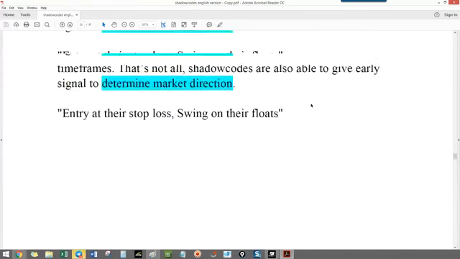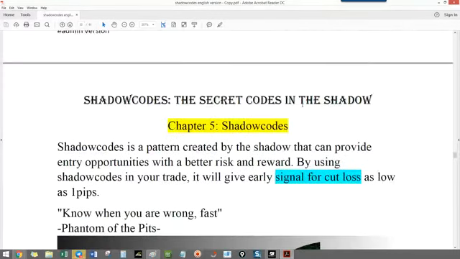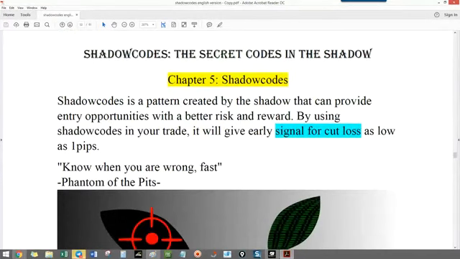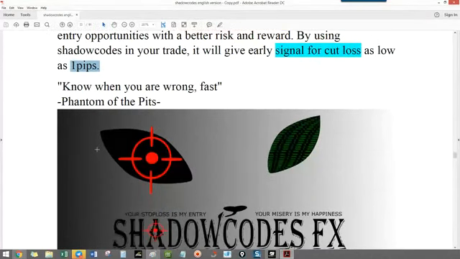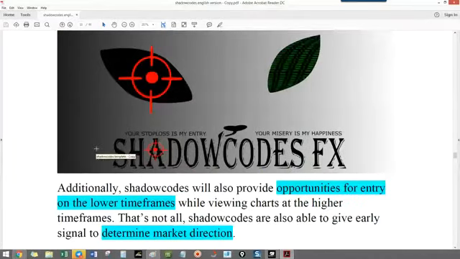I think I need to read from up here. So shadow codes is a pattern created by the shadow that can provide entry opportunities with a better risk and reward. By using shadow codes in your trade, it will give you an early signal for cut loss as low as 1 pips. You only need 1 pips float for shadow codes type 1.